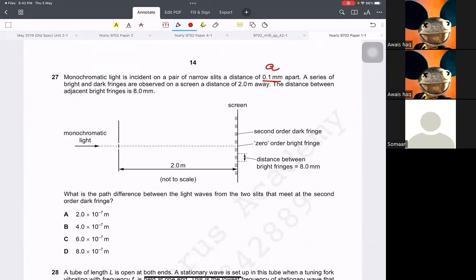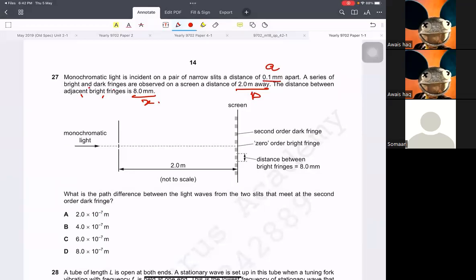So this is A. Bright and dark fringes observed, a distance of this is D. The distance between adjacent bright fringes of this is X. What is the path difference between light waves from two slits that meet on the second order dark fringe? Okay.